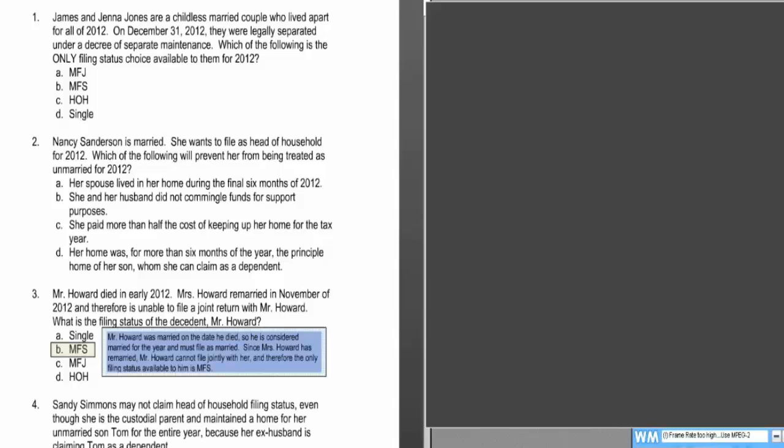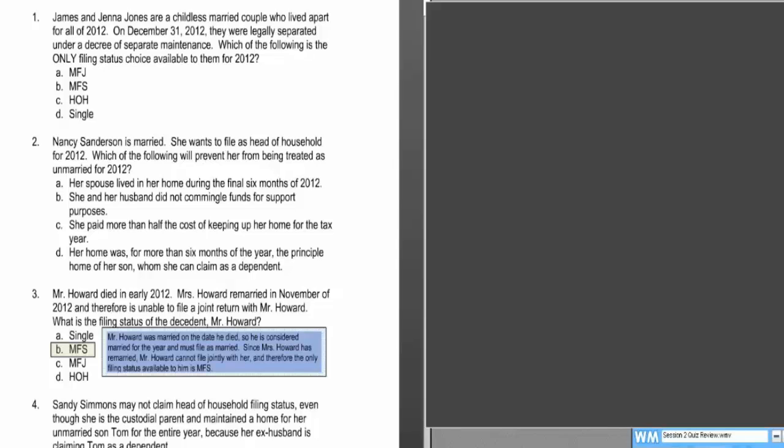Now let's explain why. This is a rare occasion where your spouse will die and then you will remarry in the same year, but it does happen, so we do cover it. Mr. Howard was married on the day that he died, but during the course of the rest of the year, Mrs. Howard remarried. So by the end of the year, she's married, but she's no longer married to Mr. Howard.